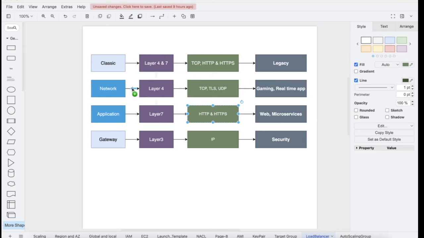So what is the difference between application and network? We will try to create both of them and see the difference. But the major difference is layer 4 versus layer 7, and TCP, TLS, UDP versus HTTP and HTTPS. The network load balancer is for gaming or real-time apps where you don't have a context path, where you want to send traffic based on ports. When you want to send traffic based on HTTP and HTTPS for web services, then we use the application load balancer.